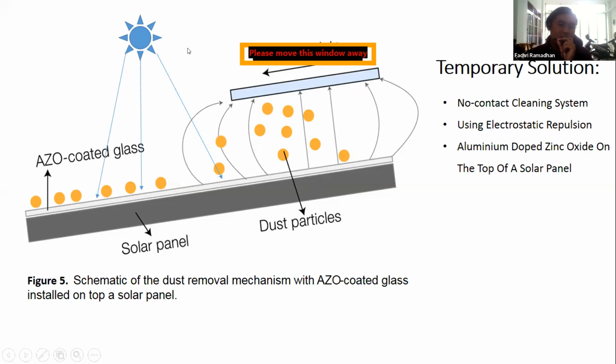This is figure 5, an example schematic of the dust removal mechanism with AZO coated glass installed on top of the solar panel. Maybe that's all from me, sir. Thank you.